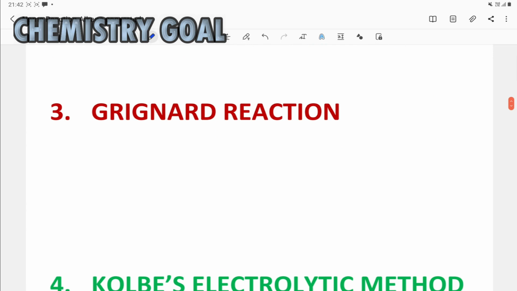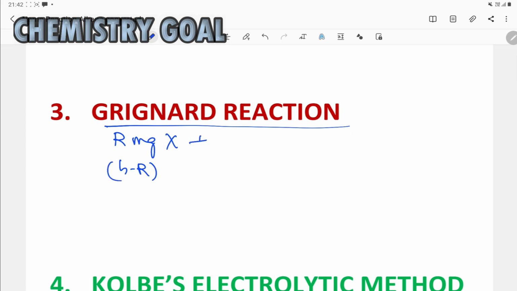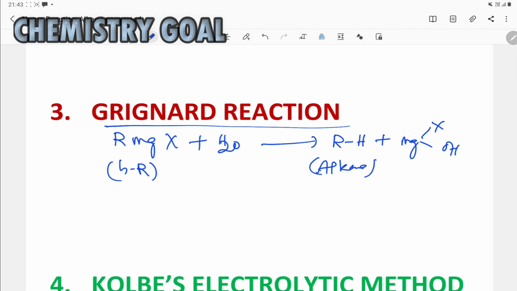Then preparation of alkane can be done by Grignard's reagent, Grignard's reaction. This is called Grignard's reaction using Grignard's reagent. RMgX, this is called Grignard's reagent. Grignard's reagent, when treated with water, produces alkane. Main product is alkane, side product will be Mg(X)OH. This is your alkane. Alkane can be prepared in this way.